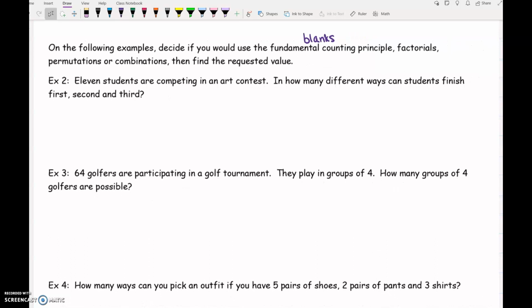11 students are competing in an art contest. In how many different ways can the students finish first, second, and third? You need to think, does order matter?